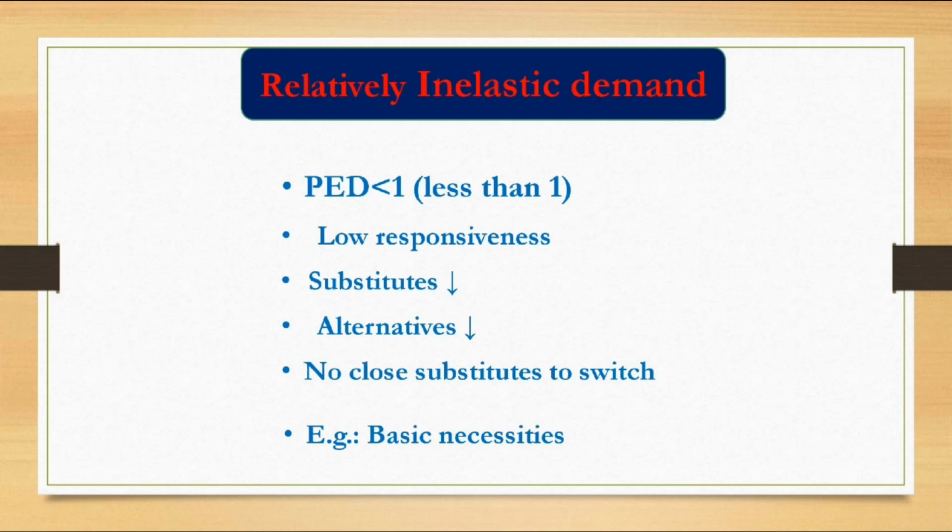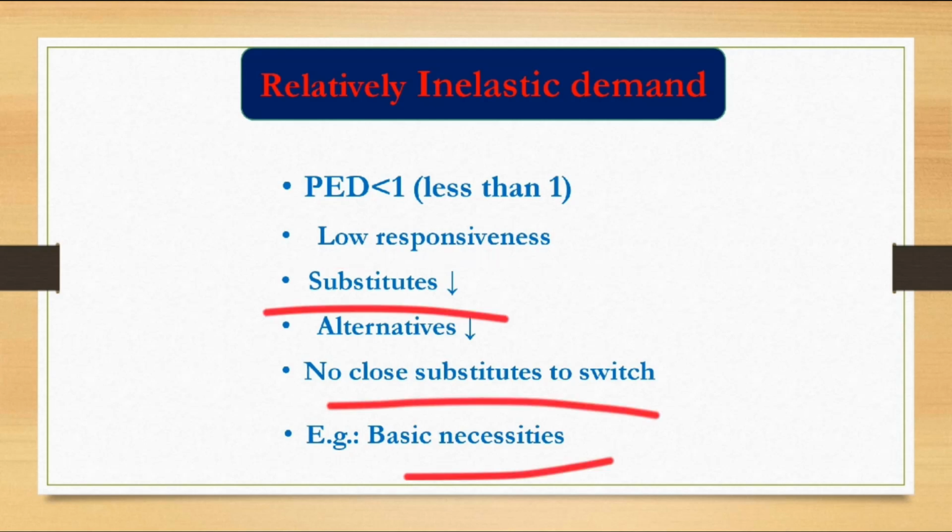Why so? Because people cannot survive without rice. They cannot switch towards eating bread or roti, especially Bangladeshi people. So for Bangladeshi people, rice is inelastic demand, but for another country it might be elastic demand. So when there is less responsiveness towards changes in prices, that is known as relatively inelastic demand.